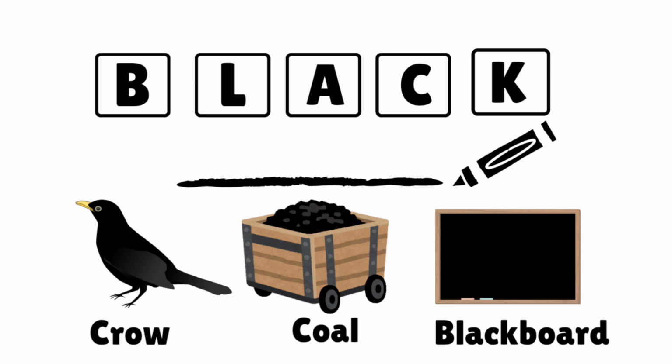Our next color is black. Black. Let's spell black. B, L, A, C, K. Black. Examples of black color are crow, coal, and blackboard. Black.